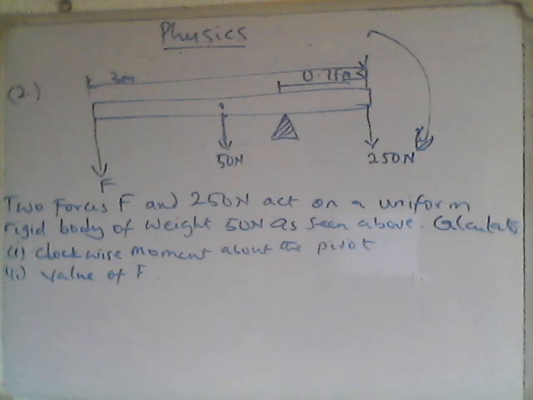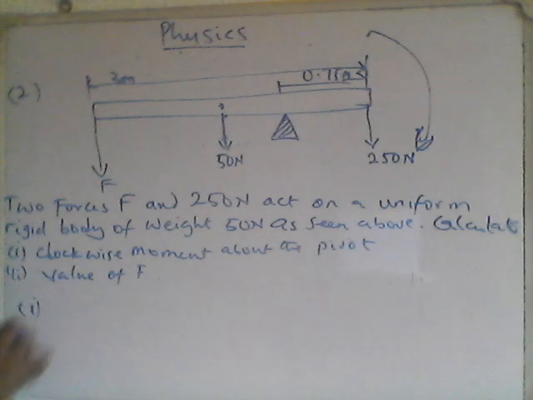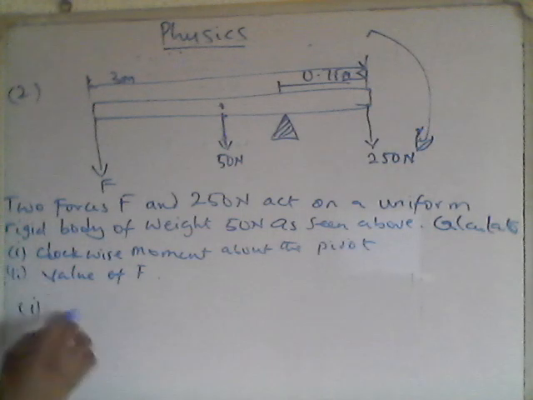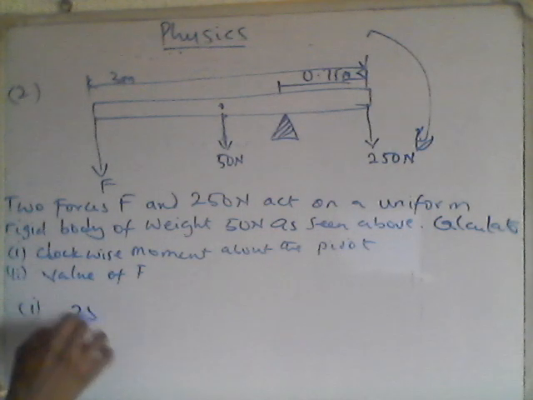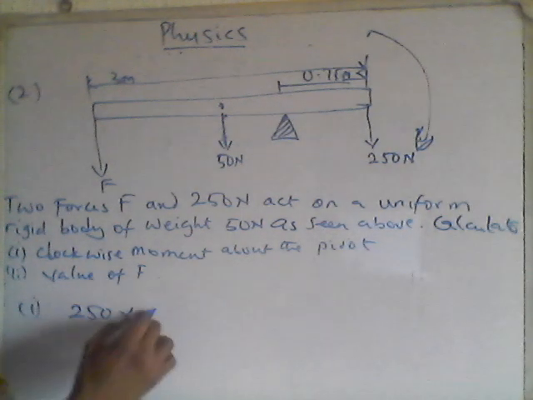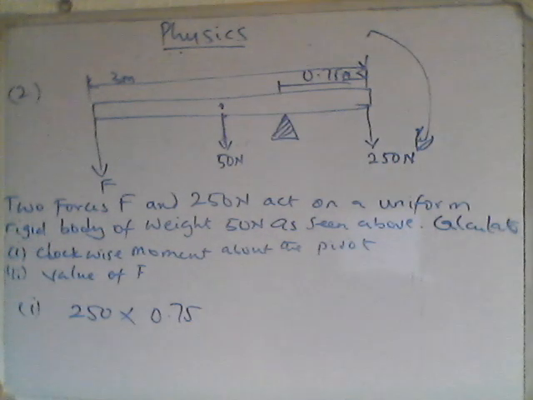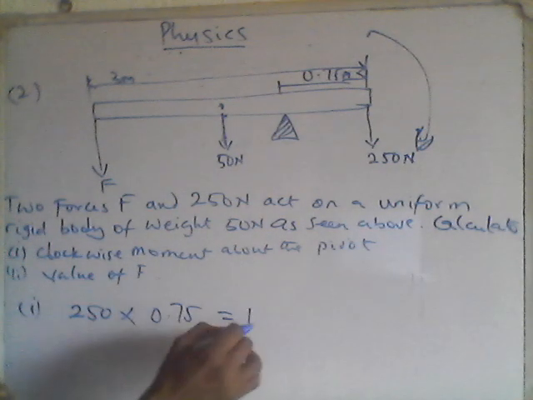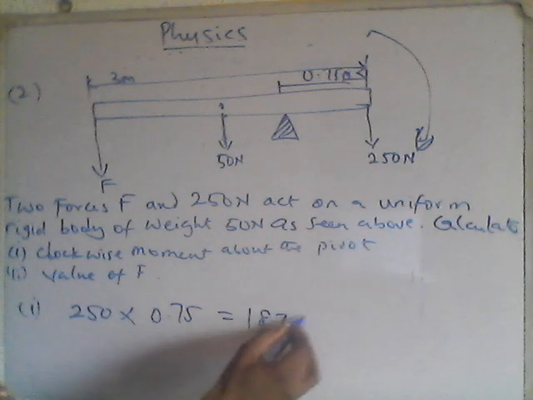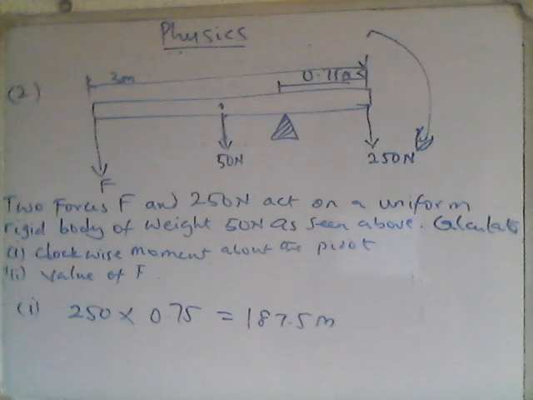So for number one, the clockwise moment is 250 Newton times the perpendicular distance 0.75, which is very easy. We'll get it as 187.5 Newton meters. So that's the clockwise moment. Now, the next question asks for the value of F.